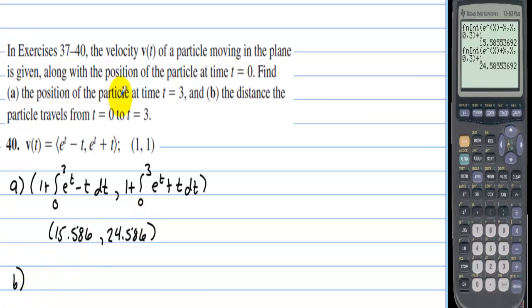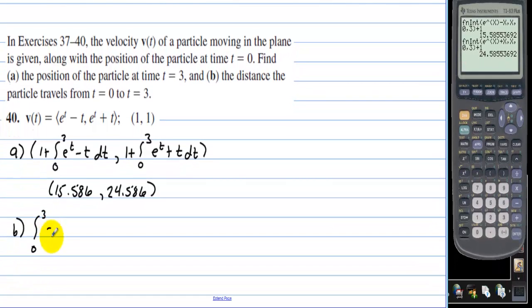On letter B, we want to find the distance the particle travels from t equals 0 to t equals 3. So we're going to integrate from 0 to 3 of the square root of e to the t minus t squared plus e to the t plus t squared.